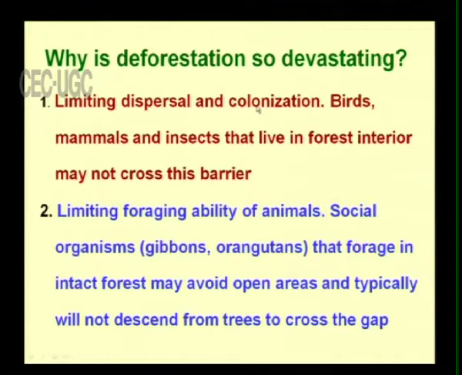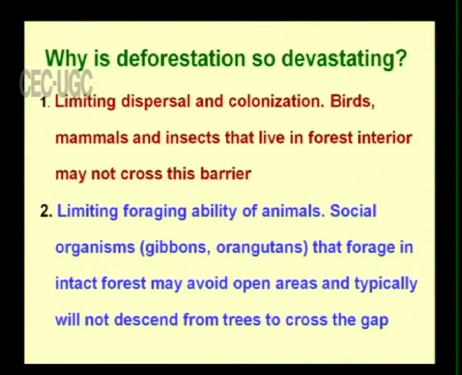Limiting dispersal and colonization: birds, mammals and insects that were living in the forest interior may not cross this barrier. And limiting the foraging ability of animals: social organisms, gibbons, orangutans, that forage in the intact forest may avoid the open areas and typically will not descend from trees to cross the gap. Actually, every animal has certain habits, and therefore they cannot cross the barrier and come and live in the open lands, and that is one of the major hurdles for the animals.